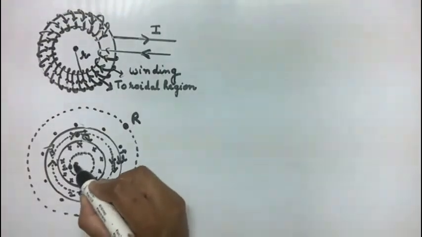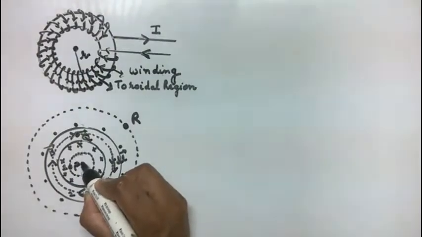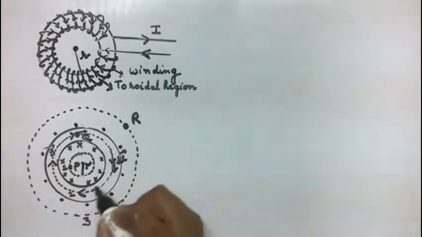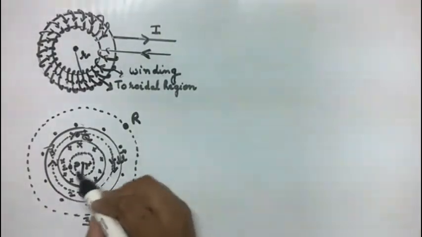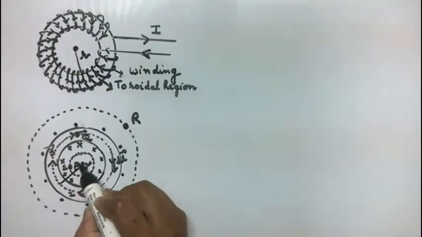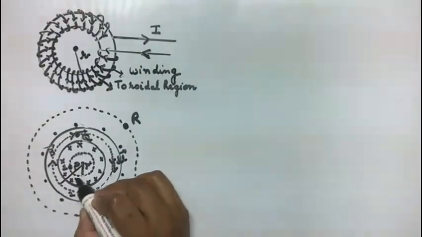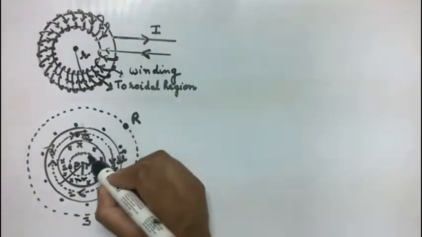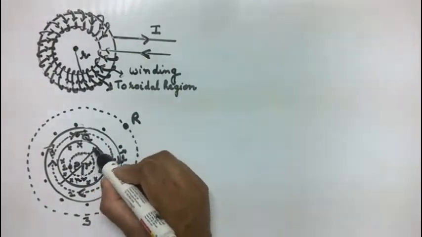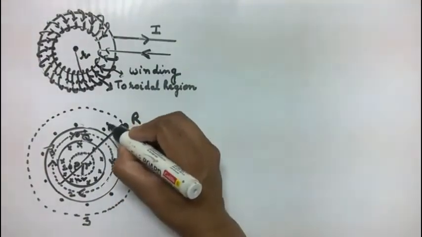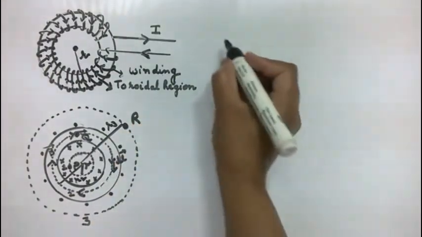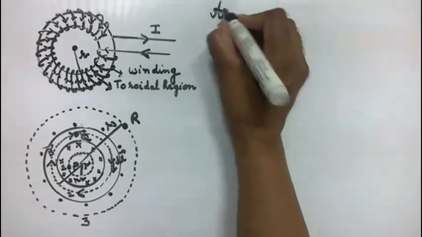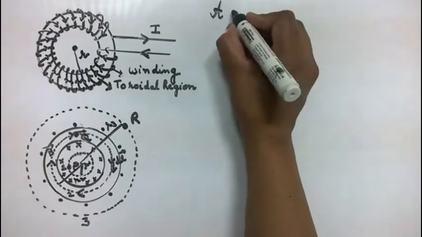Now let us suppose radius of loop 1 be R1, of loop 2 be R2, and radius of loop 3 be R3. Now according to Ampere's circuital law, we can find the magnetic field in each loop.